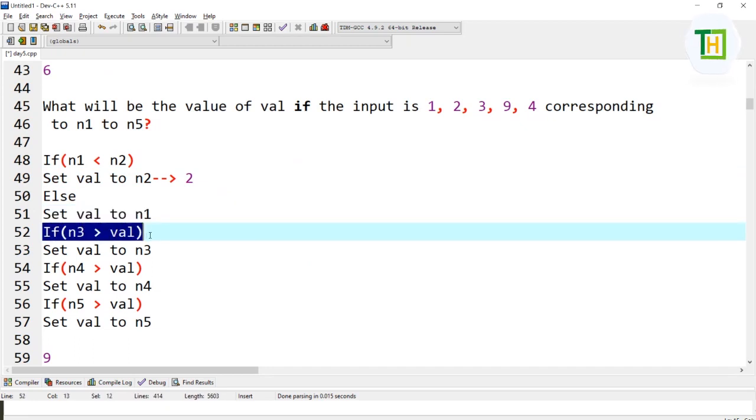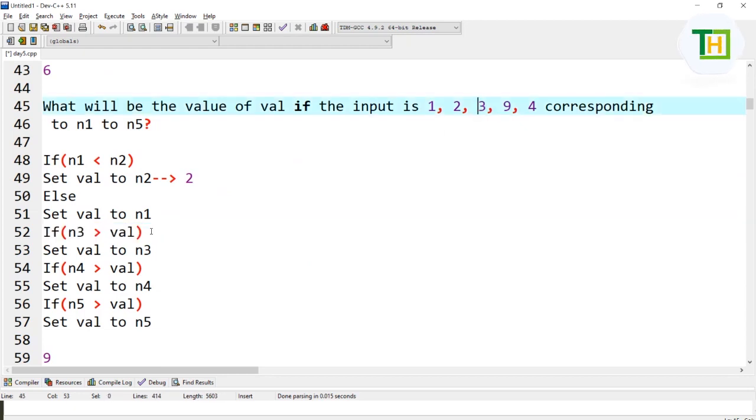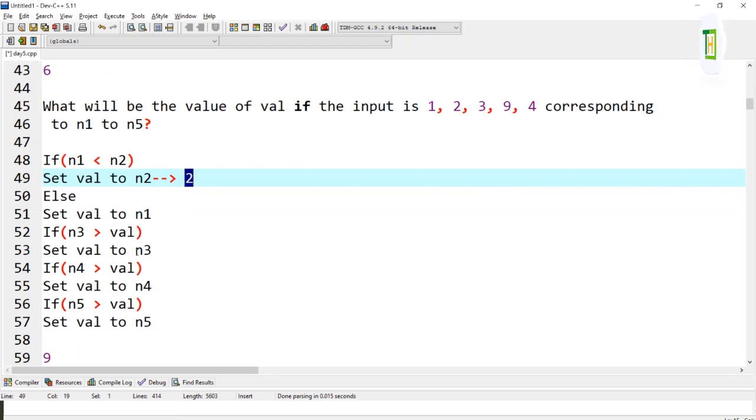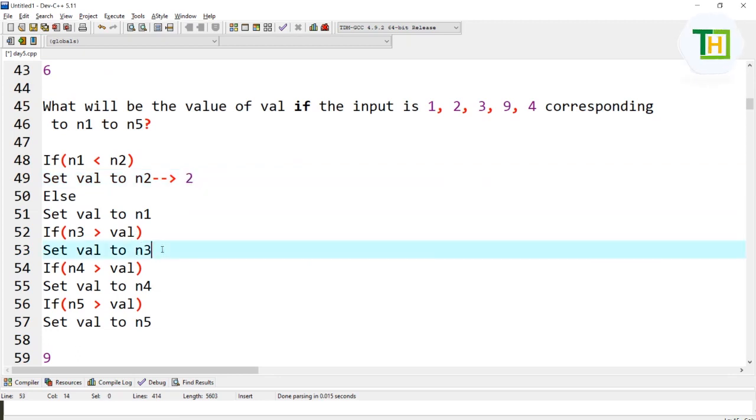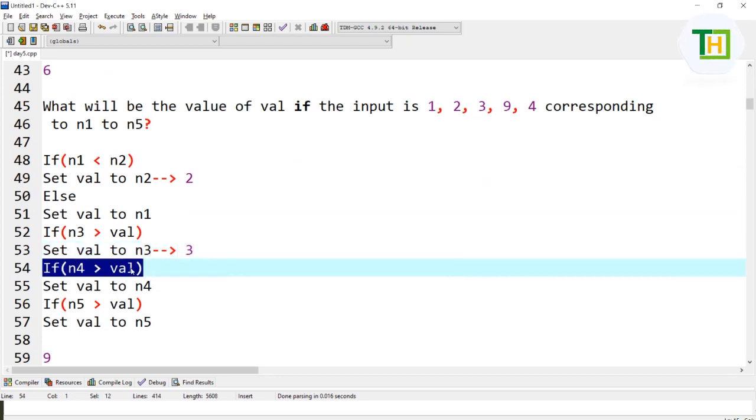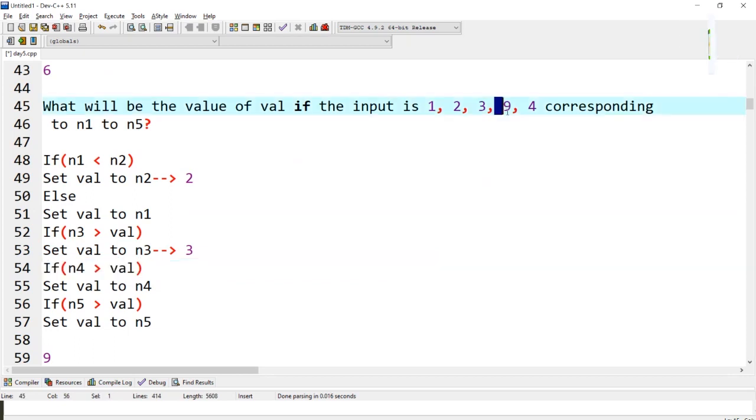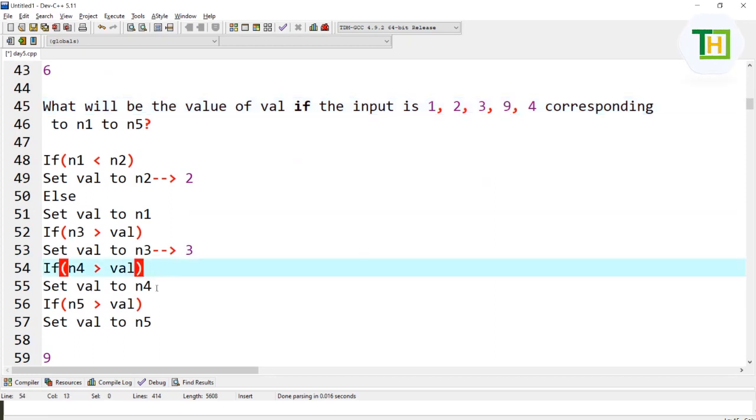Then again, it is checking if N3, what is N3? N3 is 3, is it greater than value? Yes, value is 2 now, right? Yes. Then value is equal to N3. That means now it is going to be 3 here. Now again, one more value. Is N4 greater than value? Yes. Then value becomes 9 here.